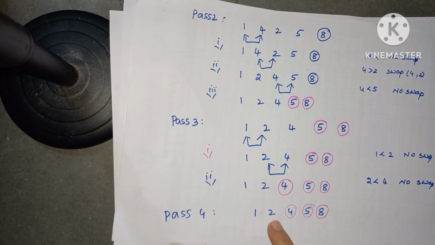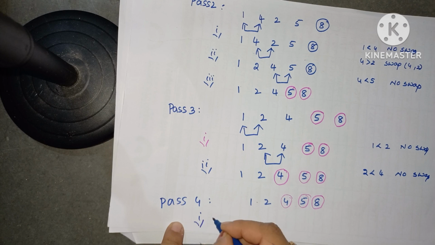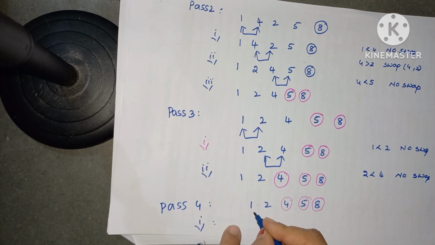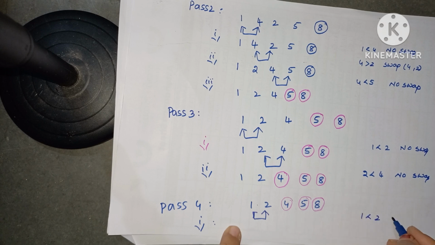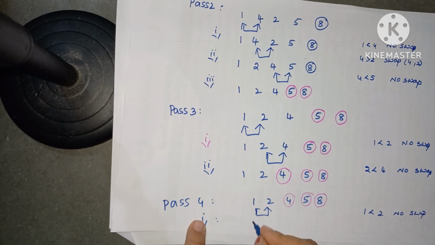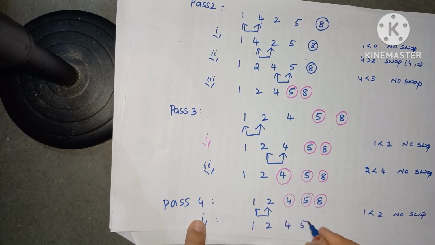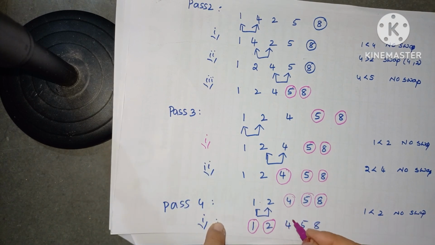Now how many elements are there? Only 2 elements. With 2 elements, we only have to write the first element. Within one element, the elements are in order, 1 and 2. So 1 is smaller than 2, so there is no swap. So within the one place, 1, 2, 4, 5, 8. All the elements are in the order. Everyone is a bubbled one.